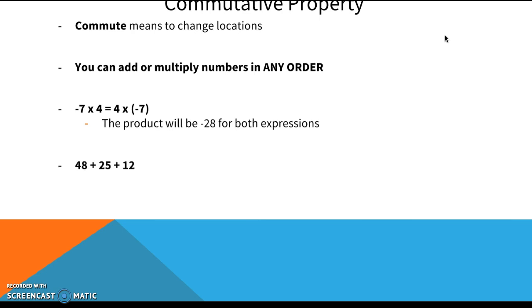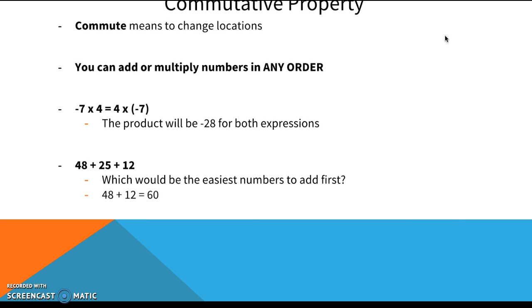Another example is 48 plus 25 plus 12. Now I have three numbers that I'm adding. Since we're just adding, I don't need to use my order of operations rules because we just have one operation. So what would be the easiest numbers to add first? Looking here, I have 48 plus 25 first. That one's going to be a little bit trickier because I'm going to have to carry a number from my ones place to my tens place. So to me, the easiest numbers to add would be 48 plus 12.